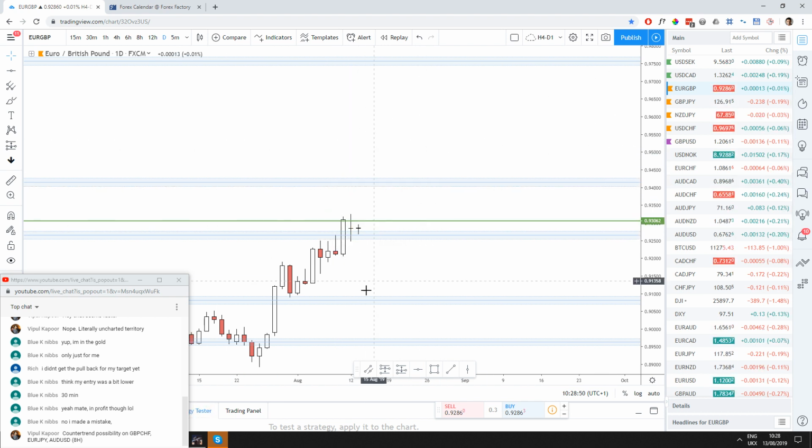So I'm going to wait on this one, but I'm definitely interested in going either long or short, depending on what price shows us in the coming hours.